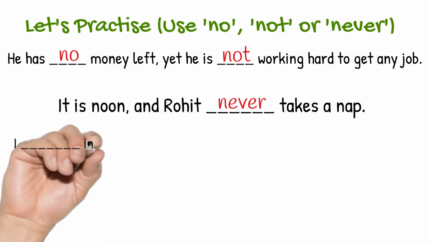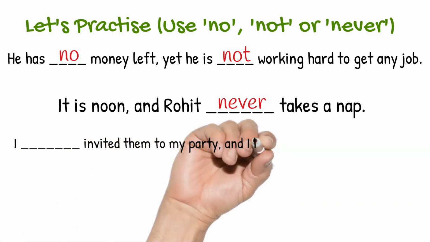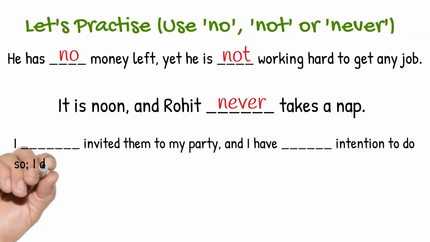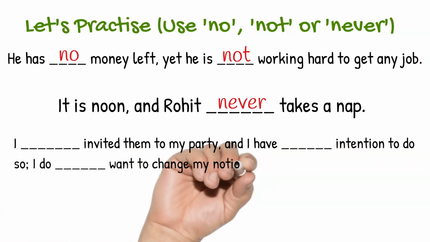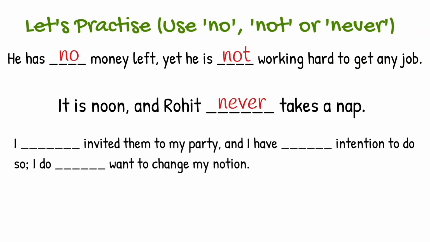Next. I invited them to my party, and I have intention to do so. I do want to change my notion. You may pause the video and post your answer in the comments section. So the answer will be, I never invited them to my party, and I have no intention to do so. I do not want to change my notion.